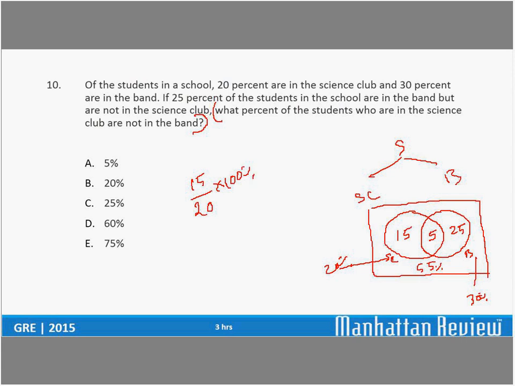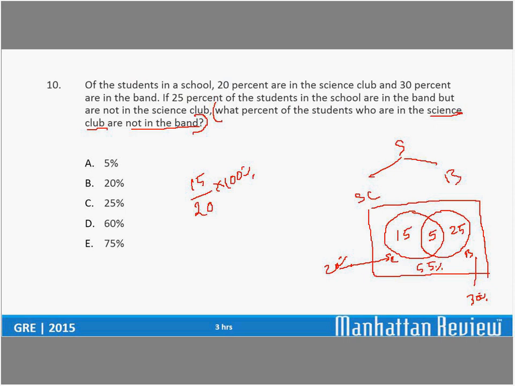Okay. So you would end up assuming it is 15% or so, but that is not there in the answer choices. That's where you'll get caught. But why 15 out of 20? Because the question asks the percent of students who are in the science club and not in the band. So people in the science club but not in the band is 15 out of 20.